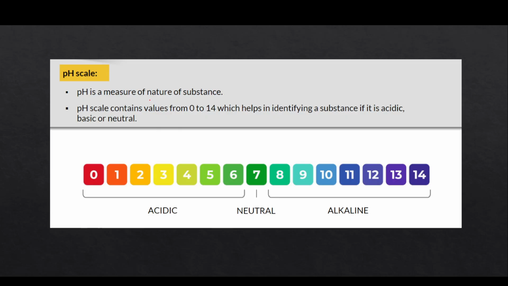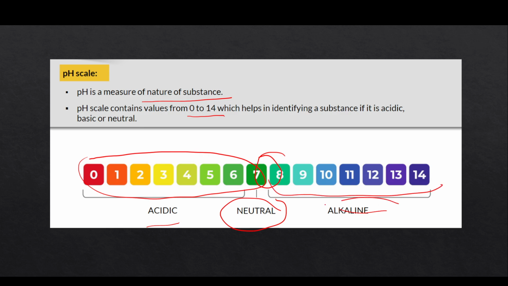So pH is the measure of the nature of a substance, whether it is acidic or alkaline or basic. pH has a value starting from 0 till 14, which identifies a substance as acidic, neutral or alkaline. So 0 to 7, before 7 actually, it can be 6 point something, is acidic. If it is exactly 7, it is neutral. 8 till 14 is alkaline. So as we go towards 0 or 1, it is more and more acidic.